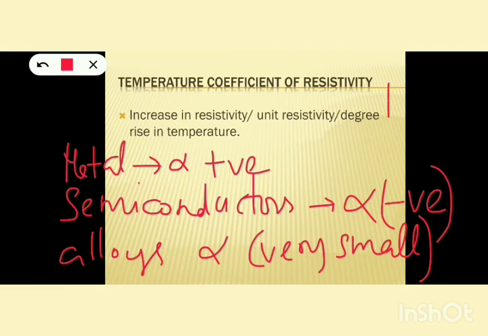And the resistivity versus temperature graph for alloy can be depicted like this. Up to a certain temperature there won't be any change, and after that it will increase.